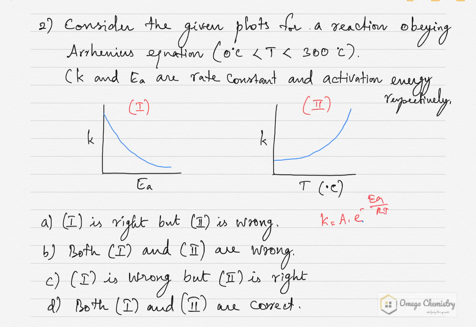From the equation I understand that K is inversely proportional to Ea because it carries a negative sign. But T is a negative of inverse, which means it is directly proportional. So K and E are inversely proportional, which should give me a negative slope. So graph 1 is right, and K and T should give me a positive slope, which means the second graph is also right. So option D is the right answer.